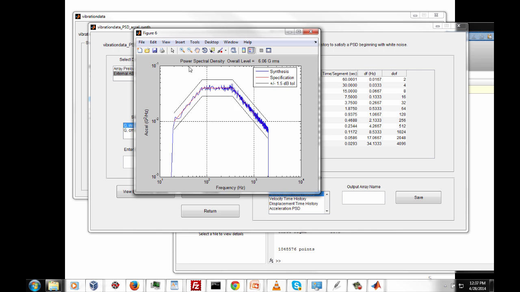And of course I should mention this is a power spectral density plot, acceleration g squared per hertz, which is really grms squared per hertz, and then frequency in hertz. So we would say now that acceleration time history is good to go. It could be used for a shaker table test, or it could be used for doing some kind of a modal transient in a finite element analysis.